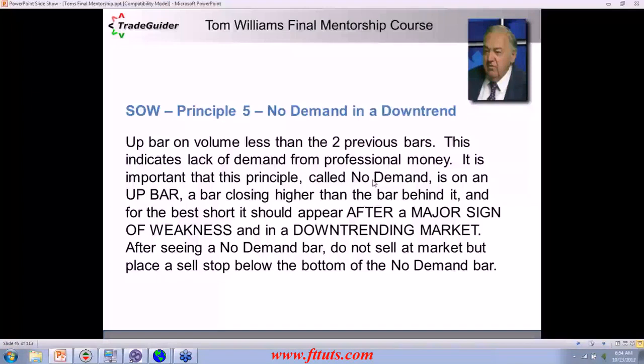So, sign of weakness number 5 is no demand in a downtrend.